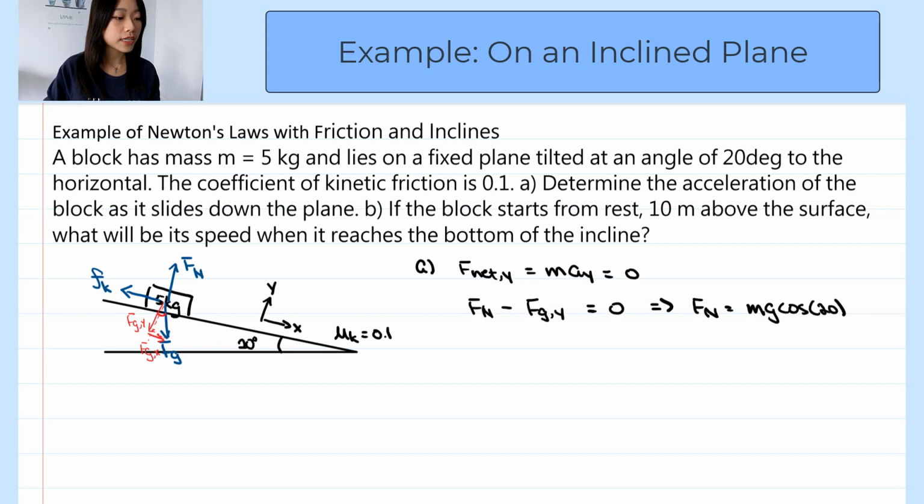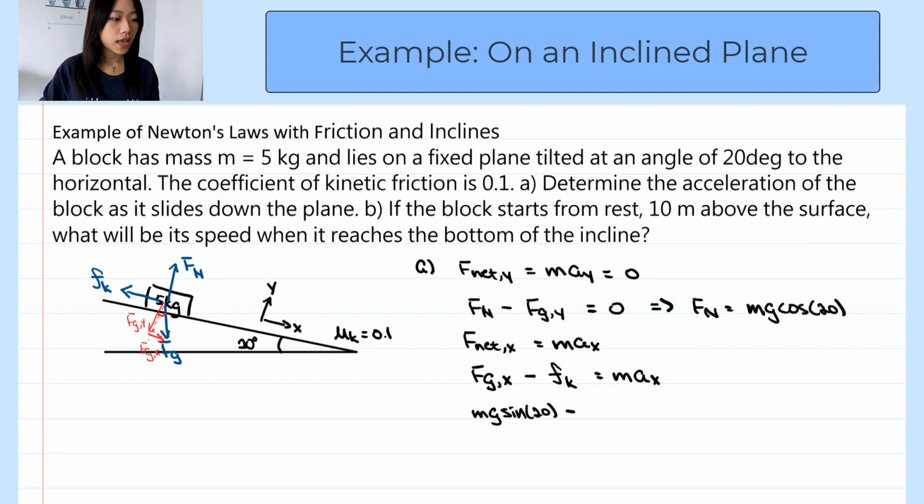Now let's look at the net force in the x direction. F net in x, by Newton's second law, equals mass times acceleration in x. For F net in x, there is the x component of the gravity force in the positive direction, and the kinetic friction is in the opposite direction. And this equals mass times acceleration in x. Gravity force in x is the magnitude times sine of 20, and kinetic friction is the coefficient times the normal force.